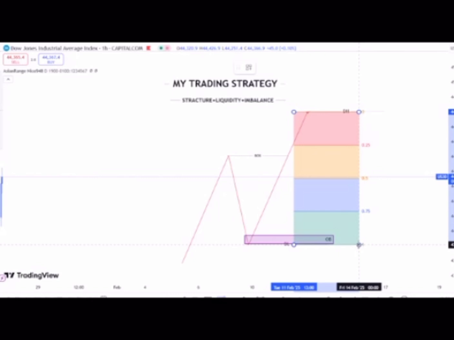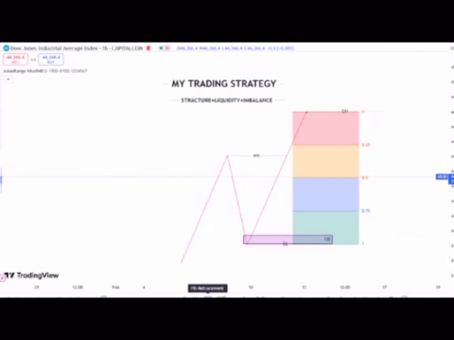The Gantt toolbox works for me very, very well because it tells me the premium and then the discount. The premium and then the discount zone. So the Gantt toolbox works for me very, very well. Then when I fix my Gantt toolbox this way, the next thing I'm going to be looking for is a proper entry. That is an OTE.